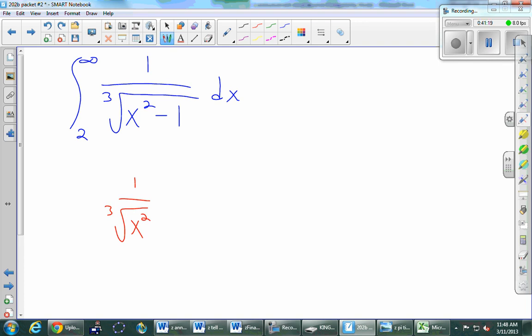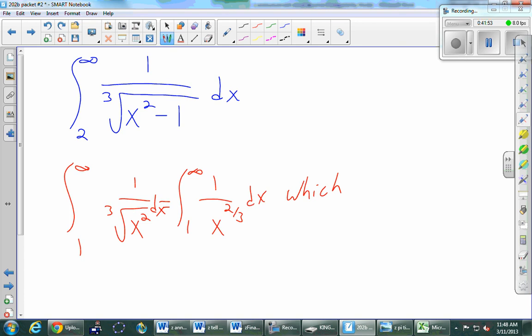Yes? Which is 1 over x to the, oops. Yeah, keep it down there. X to the 2/3. It is, but I'm going to keep it downstairs since we're using this useful list. So I'll stick some integrals in front. And then look again at that list of useful integrals. Here the power is 2/3. Does that converge or diverge?